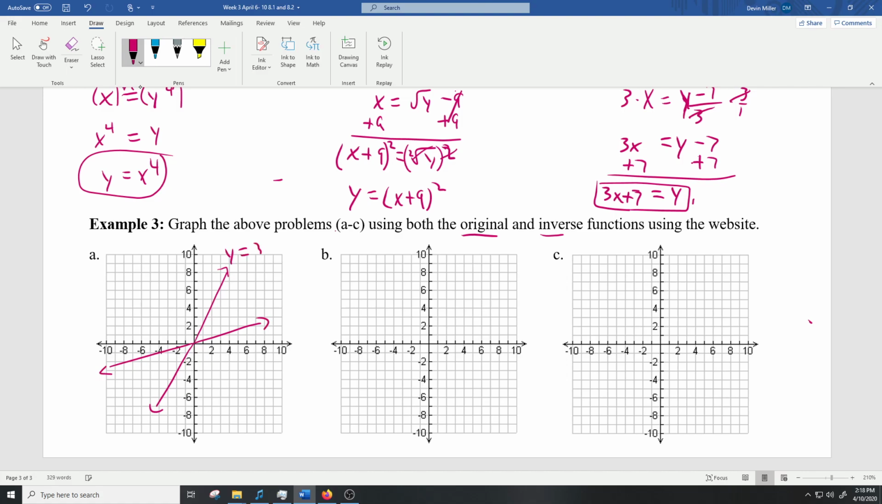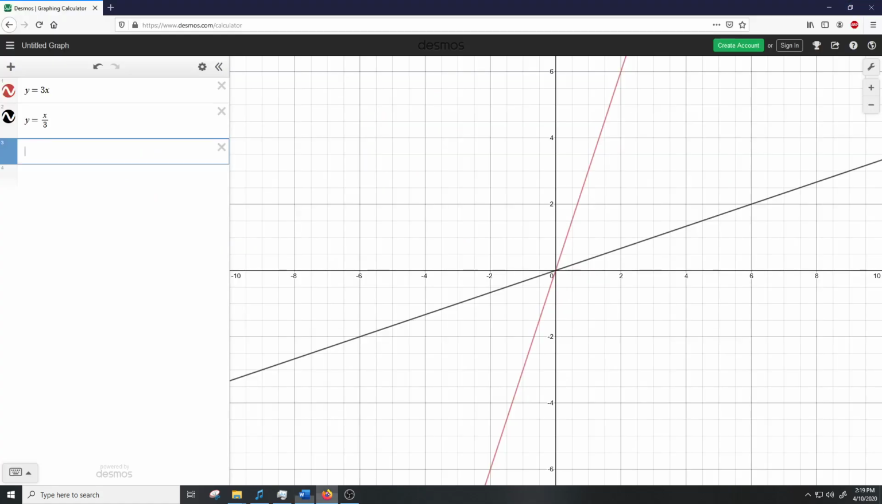This one was y equals 3x, and this one is y equals x over 3. And then I'll draw that line, the dashed line, to show that it splits it down the middle. Just freehand as best you can. So we have both graphs, and if you were to fold them on that symmetry line, y equals x, they should match up. May not look like it on my screen, but it definitely does on the website.